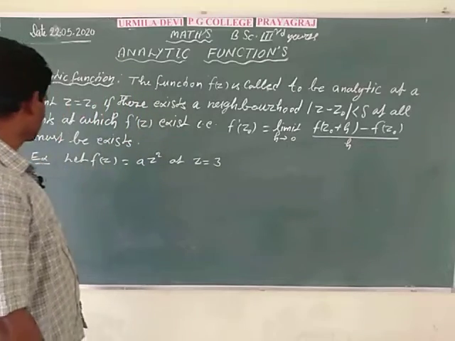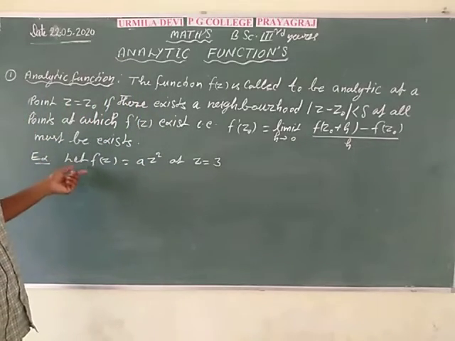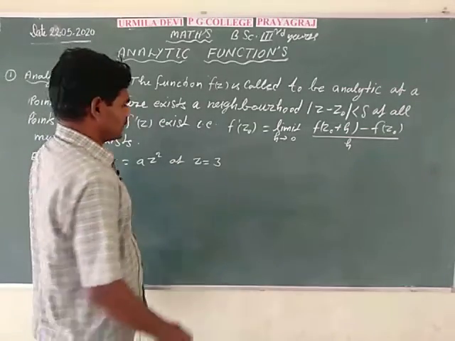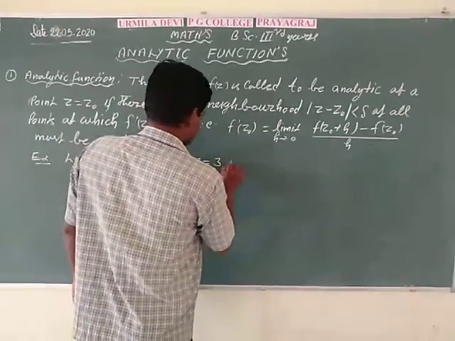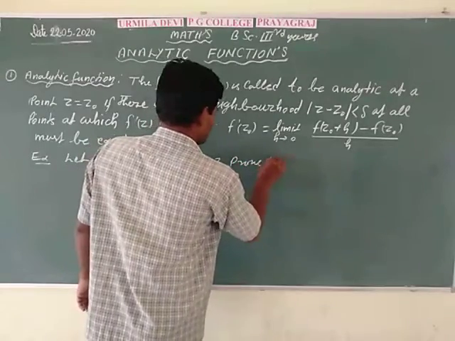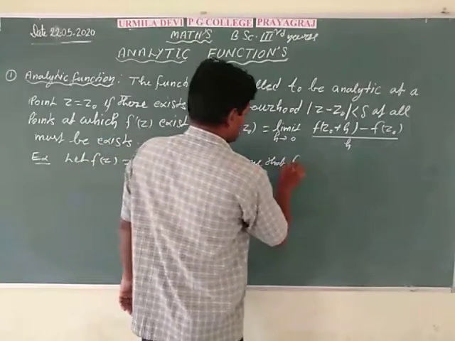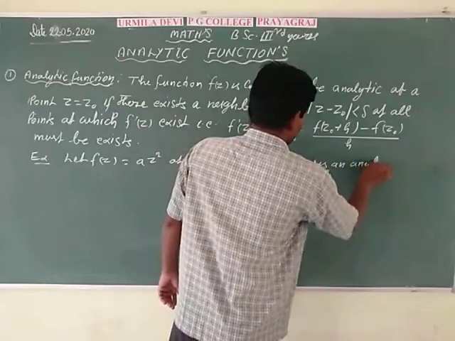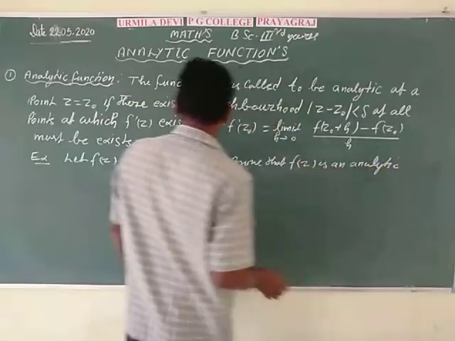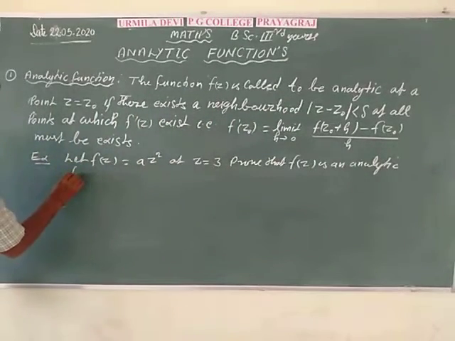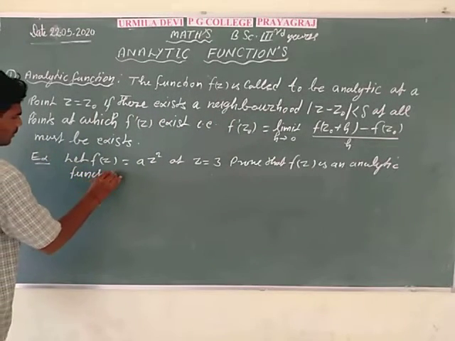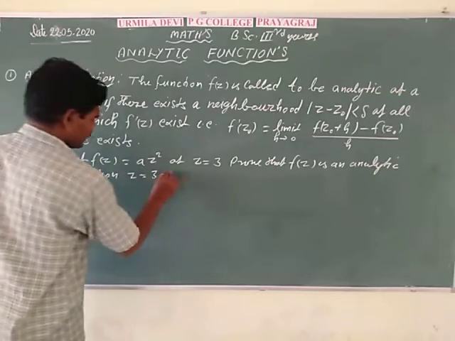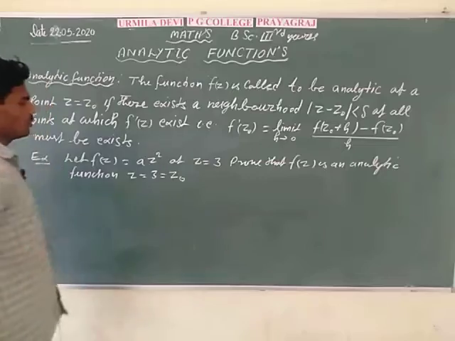Here consider an example: f(z) is equal to a z square at z is equal to 3. Prove that function f(z) is an analytic function at z is equal to 3. Here 3 is z naught, therefore you can write 3 is equal to z naught.